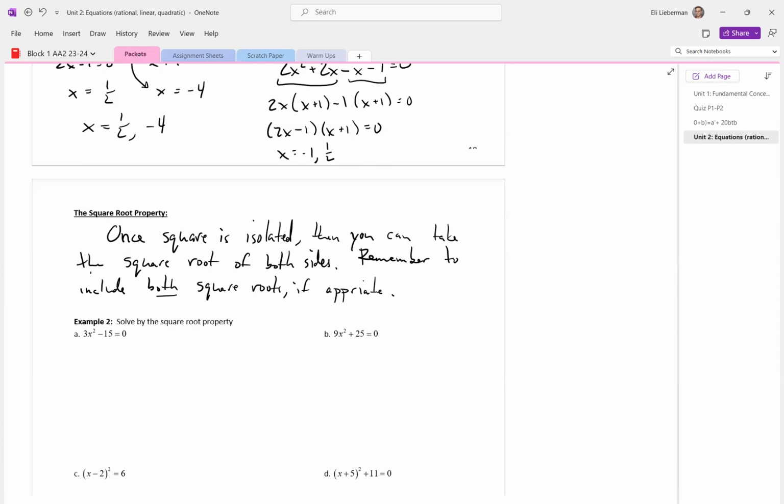So for square roots, we're not going to use ZPP. We're going to isolate the squared quantity. In other words, first step is get it over to the other side.